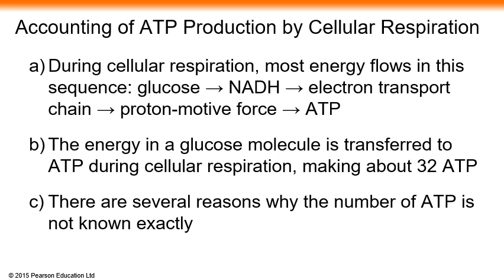Accounting of ATP production by cellular respiration. During cellular respiration, most energy flows in the sequence: glucose, NADH, electron transport chain, proton motive force, and then ATP. The energy in a glucose molecule is transferred to ATP during cellular respiration, making about 32 ATP.